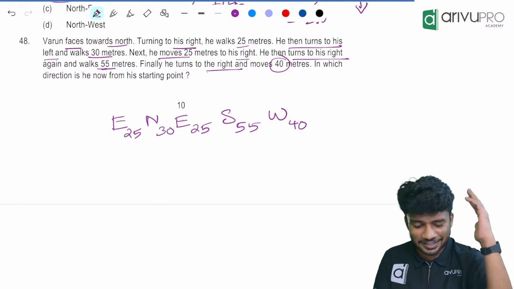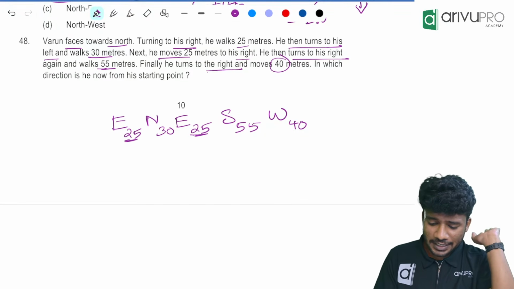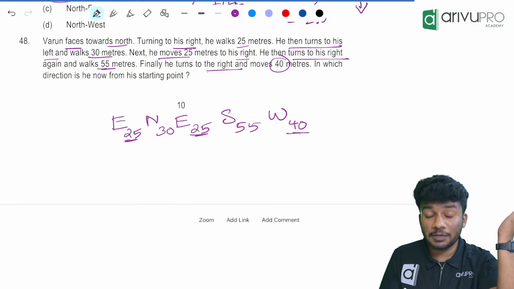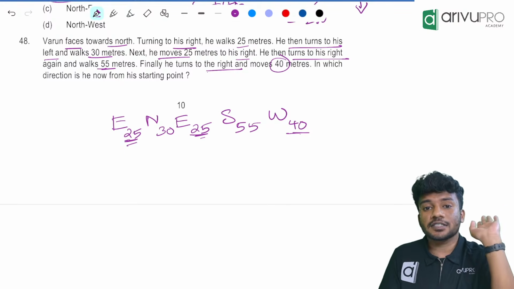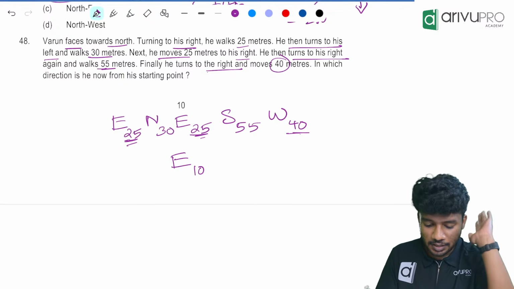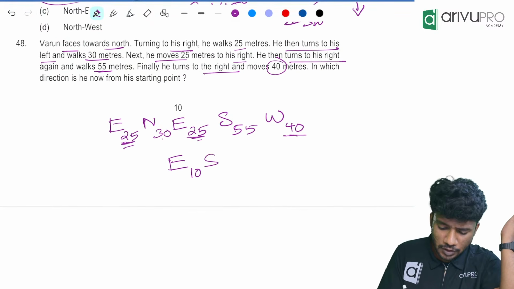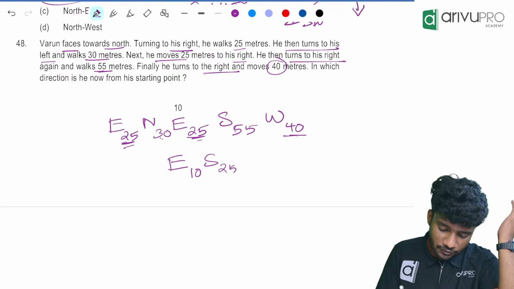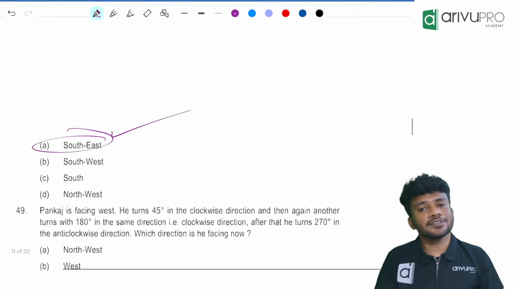Direct question. Very easy. Now people, east 25 plus 25 is how much? 50. East 50 minus west 40, which is bigger one? East is bigger. 50 minus 40 is how much? 10. Then what is remaining now? So now north and south is remaining. So south 55 minus north 30, that will become what, people? That is 25. So what is the direction? Southeast or east south? Option A is your answer.